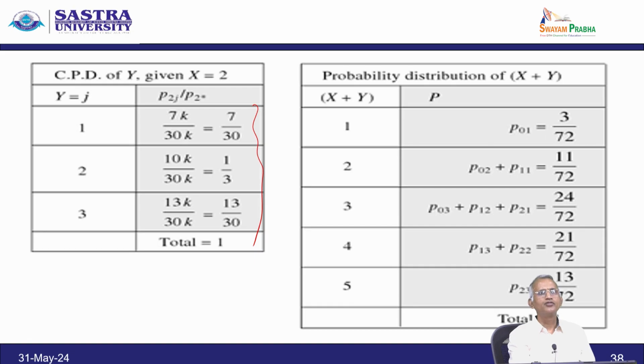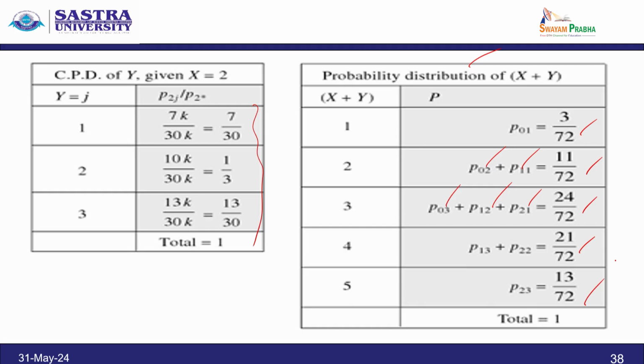Now, once you have calculated all these conditional distributions, then directly we can go to the probability distribution of x plus y. Simply we can add x and y, so for the first case P01 is 3 by 72. For the second case P02 plus P11, we have 11 by 72. Next is P03 plus P12 plus P21, which is 24 by 72. For the fourth case P13 plus P22 is equal to 21 by 72, and for the fifth case P23 is 13 by 72. So, the cumulative value of this is 1.